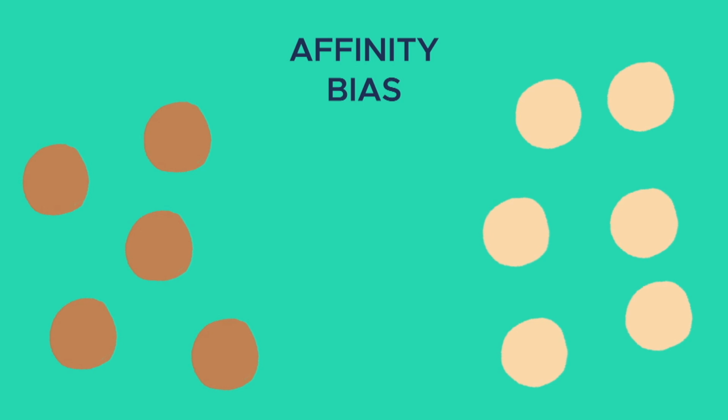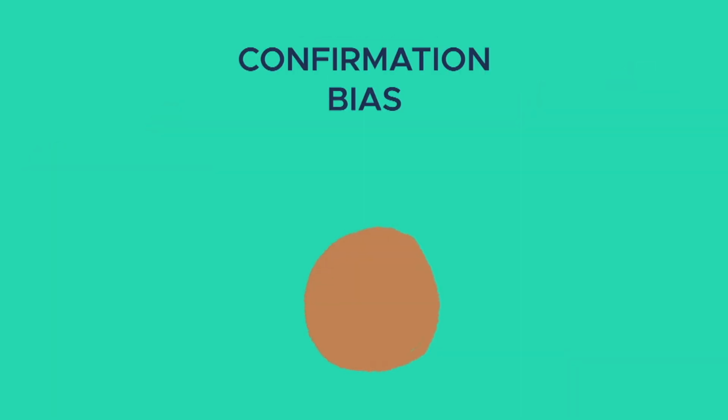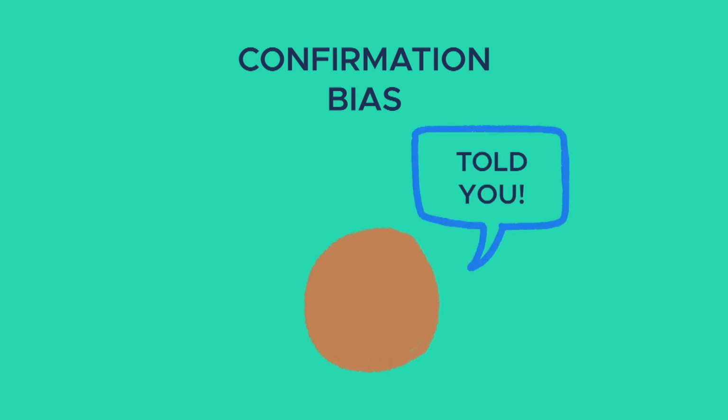We develop biases from birth, and there are various types. Affinity bias, for example, is when we show an unbalanced leaning toward people who are like us, while confirmation bias is when we interpret new evidence as confirmation of what we already believe.